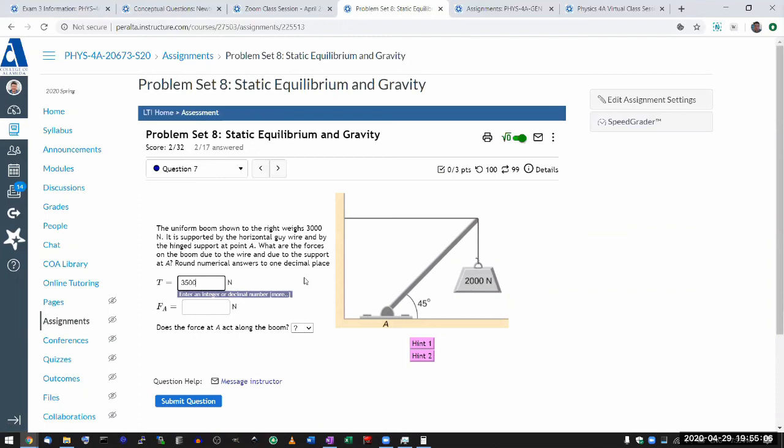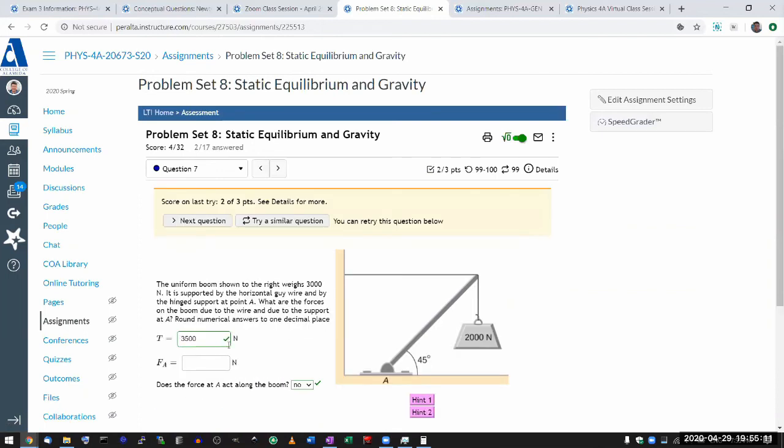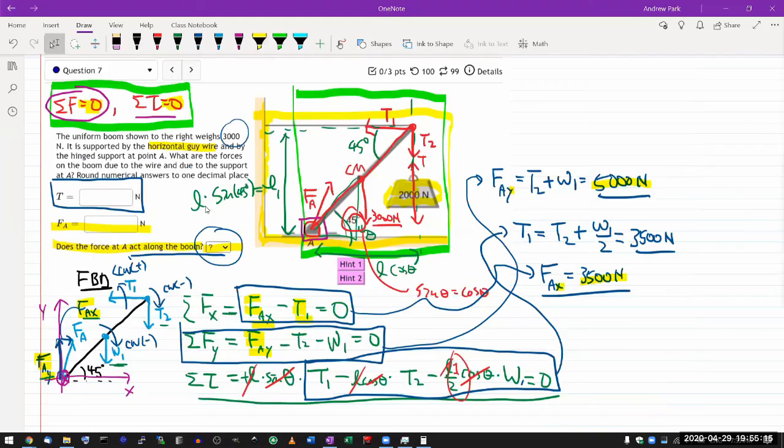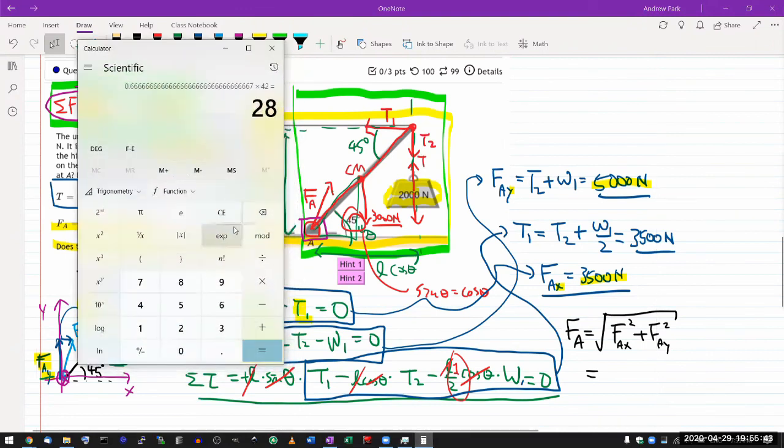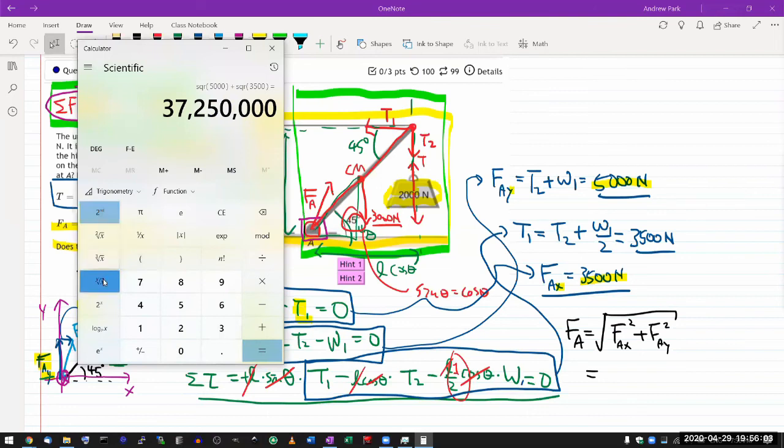I need to answer FA. For that, I just need to use the Pythagorean theorem to combine the X and Y components. Using that, the hinge force is equal to the square root of FAx squared plus FAy squared. Let me do that on the calculator. It's not one of those special values that I would know how to do in my head. So 5,000 squared plus 3,500 squared equals, and then take the square root.